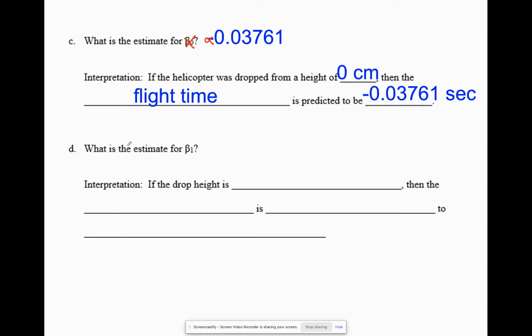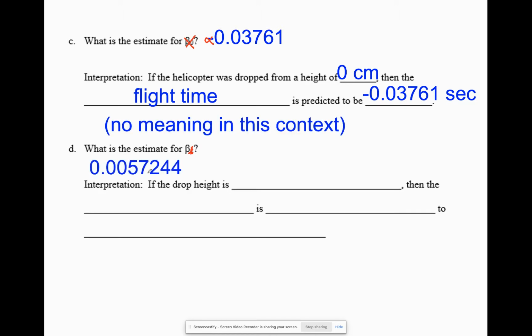Now, part D says, what is the estimate for beta sub 1? Ignore that subscript there. Really what they're asking us for is the estimate for beta, and that's the estimate for the population slope. We can estimate the population slope by using the sample slope, and that is 0.0057244. By the way, I did mention up above that the y-intercept being negative really doesn't have any meaning in this context, because if you have a helicopter at a height of 0, you're not going to have any drop time whatsoever because it's already on the ground, and it's certainly not going to be negative.